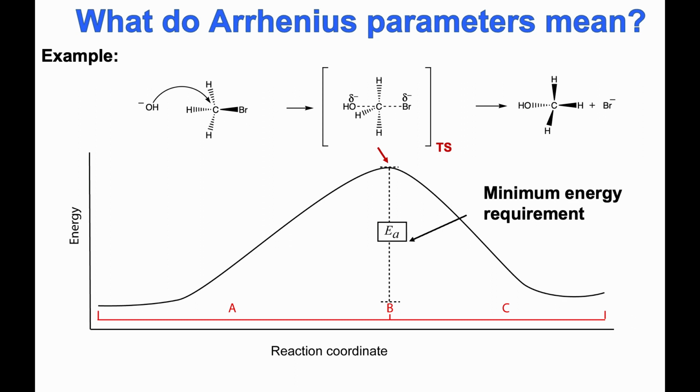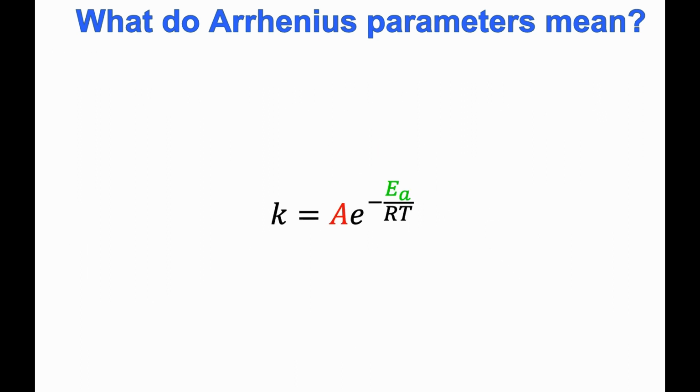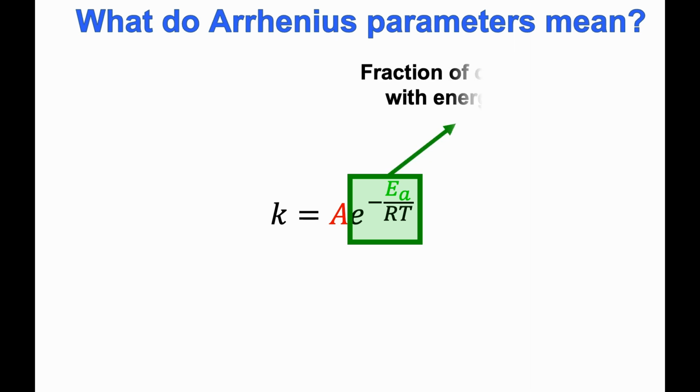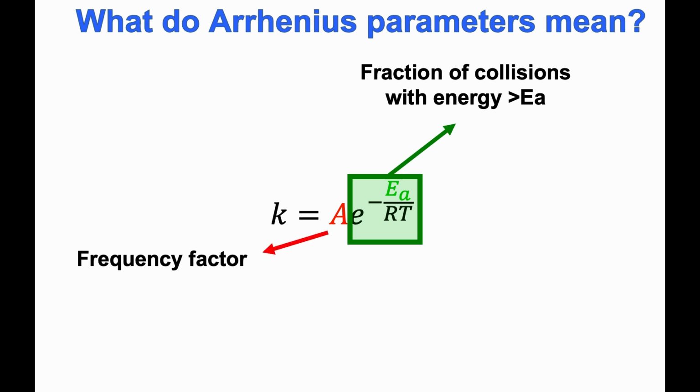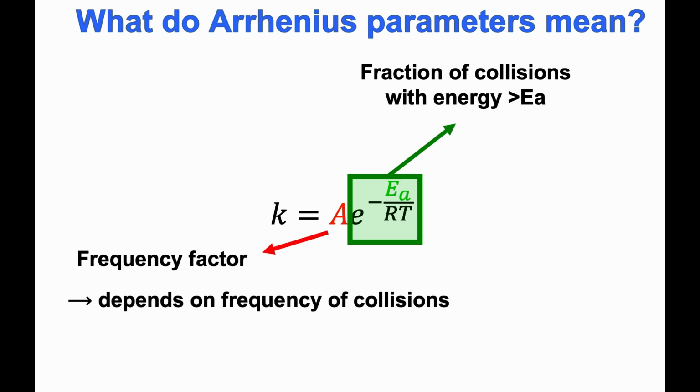So Arrhenius parameters do have some physical meaning, and we can look at the entire exponential term e to the power of minus Ea over RT, and this corresponds to the fraction of collisions that have an energy that's larger than the activation energy. This pre-exponential factor A, also called the frequency factor, is another characteristic of a chemical reaction, and it depends in part on the frequency of collisions.